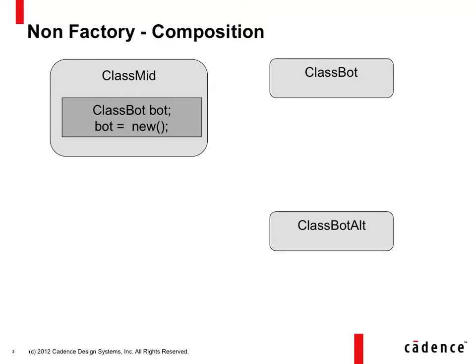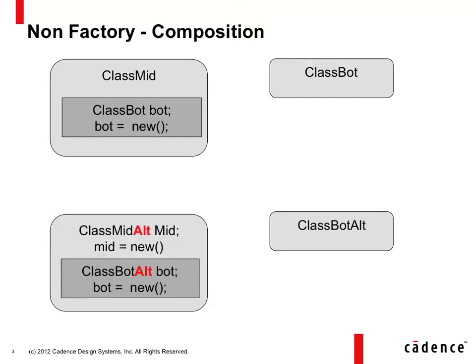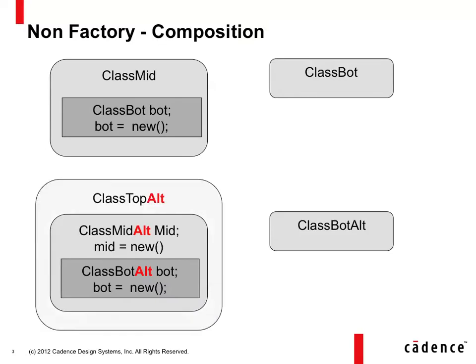But what's the effect of actually using this? I would have to change here my instantiation to make this happen. In effect, this means I would have to change my class mid. And if class mid is also instantiated at a higher level, I would have to change that as well. Implicitly, you see where this leads. You have a ripple effect of a little code change at the bottom going up through the system. That creates a major maintenance nightmare.